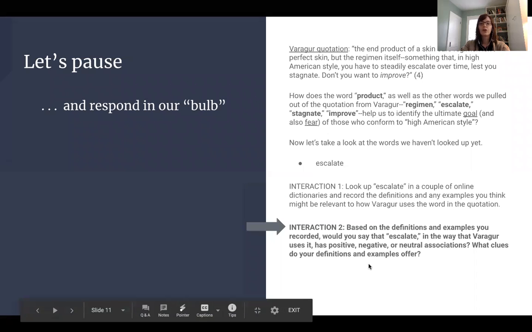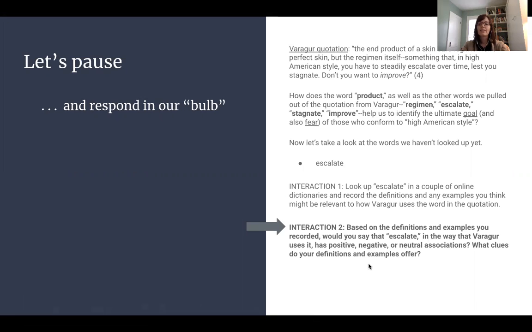Okay, and so based on the definitions and examples you recorded, would you say that escalate and the way that Vargar uses it has positive, negative, or neutral associations? And what clues do your definitions and examples offer?